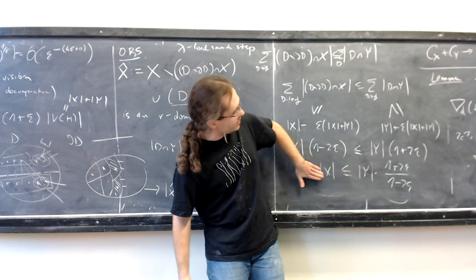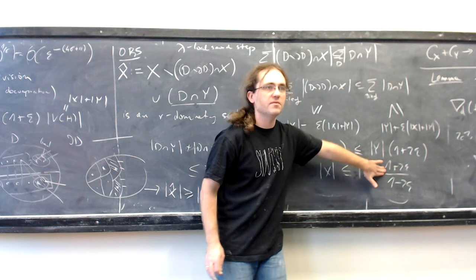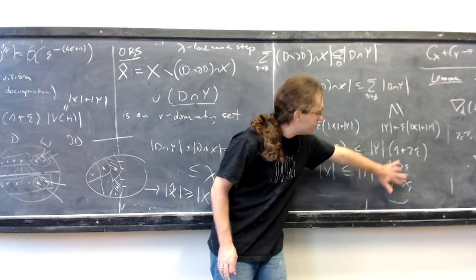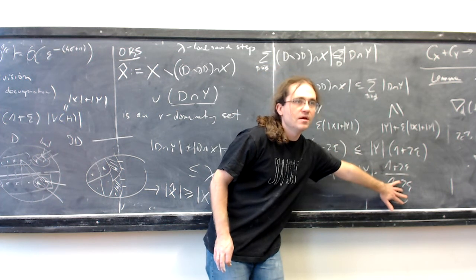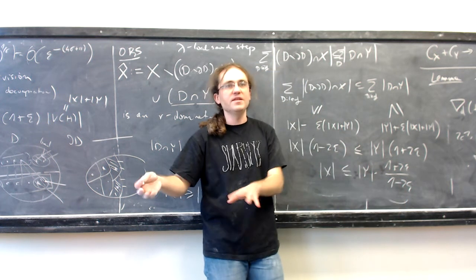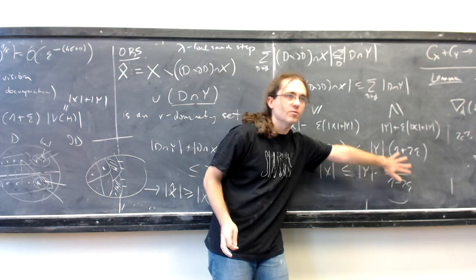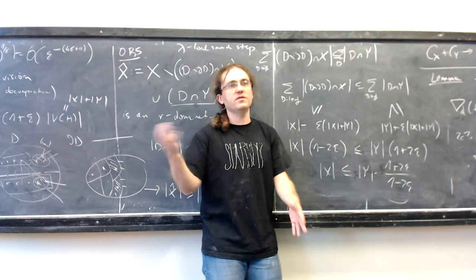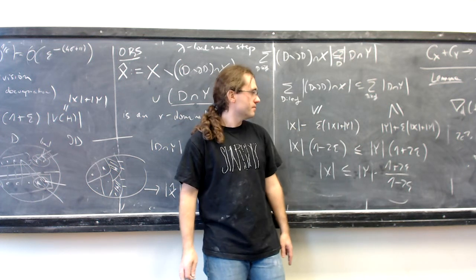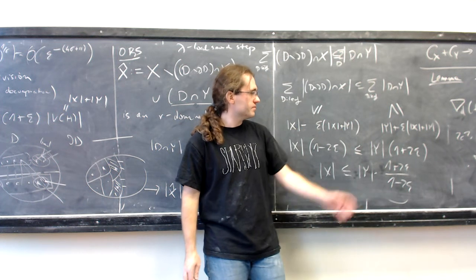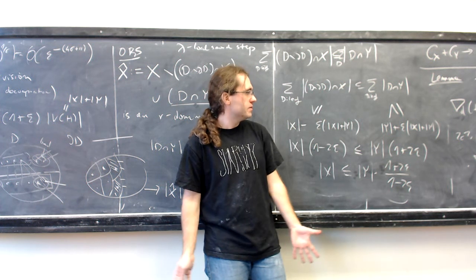The size of the local search solution is bounded by the optimum solution times some factor, 1 plus 2 epsilon over 1 minus 2 epsilon. And now epsilon would have been the intended epsilon over 10, so this would be smaller than 1 plus epsilon, if we have started by dividing the epsilon by 10. So we have what we did.